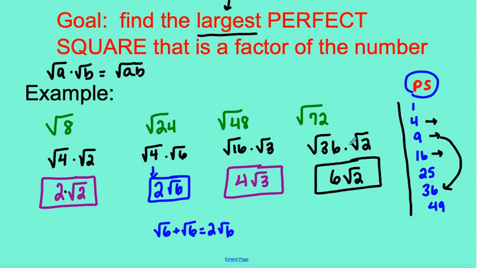Again, my tricks for you really are, if 4 goes into it, why not check 16? If 9 goes into it, why not check 36? Or take half the number and work your way down the perfect square list from there. And that might be something that would help. All right, let's try a few more.